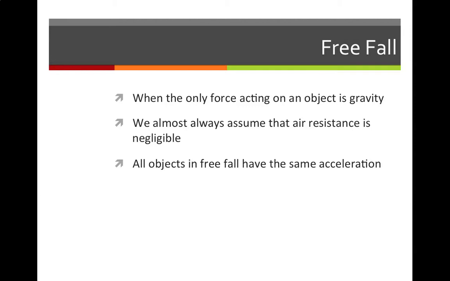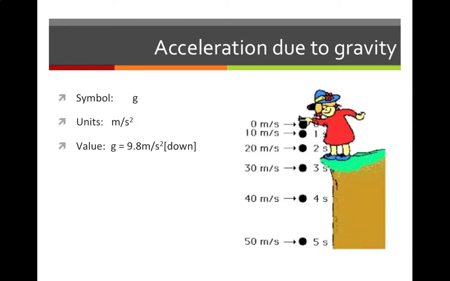And when we talk about free fall, we're thinking that the only force acting on an object at that point in time is gravity. So it's something that's in the air. We assume there's no air resistance. And the thing that's true is that all objects, regardless of mass, in free fall have the same acceleration. And this can help us do lots of calculations with things that are falling.